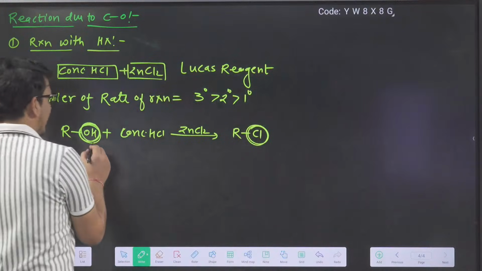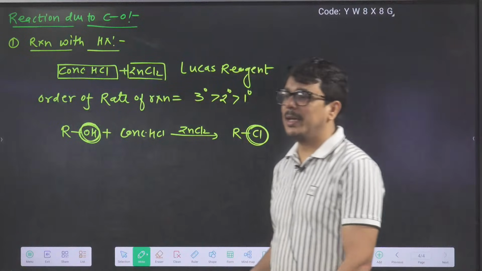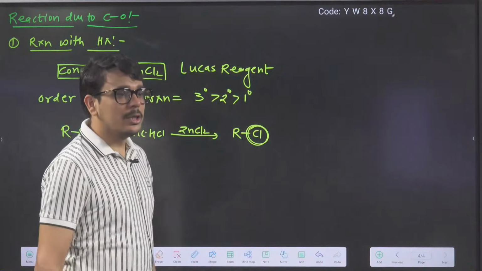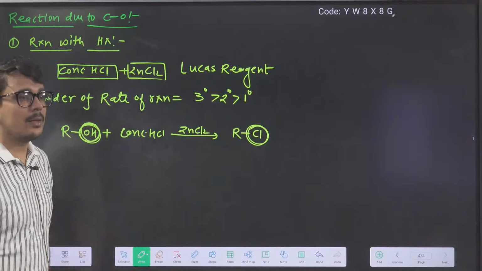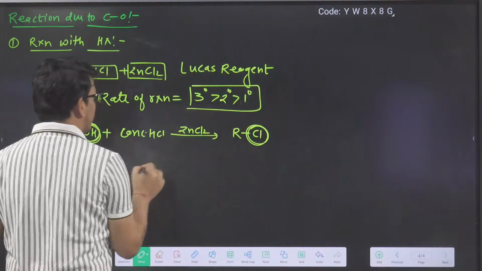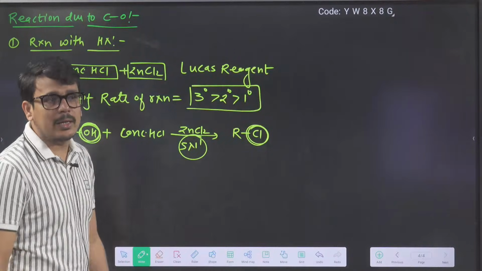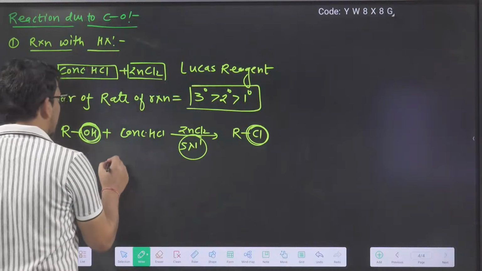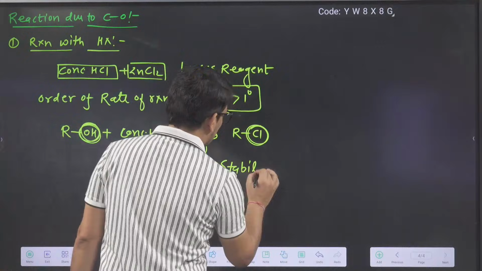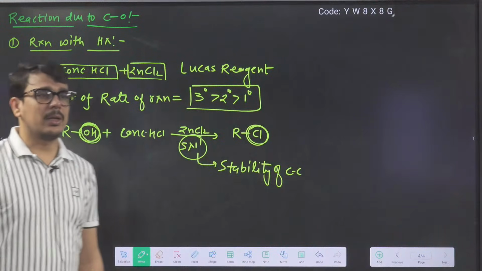Yes. So in this case, OH is replaced by Cl, so this may be either SN1 or SN2. So in this case, if we found this rate of reaction, then probably it follows the SN1 mechanism. And SN1 mechanism rate, if you remember, is directly proportional to the stability of carbocation. Clear to everyone, yes or no?